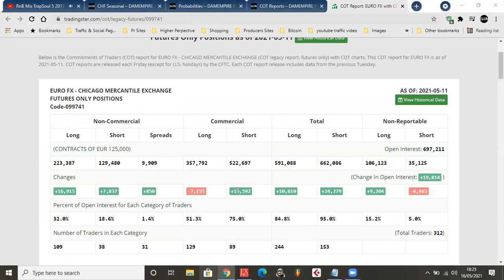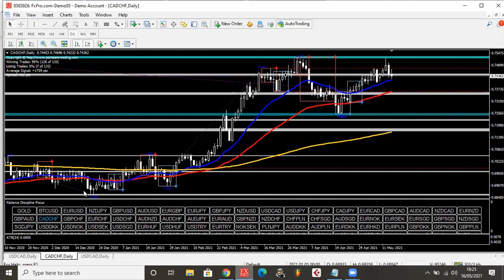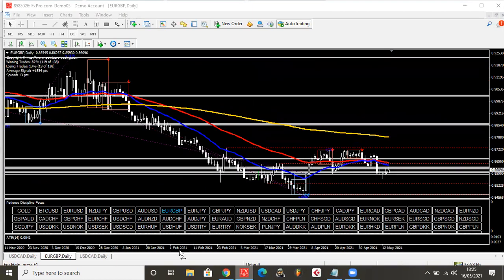So looking at the COT report, what we can see is that these guys are going more short this time around. All right, let's check Euro GBP on Friday. Let me see. Can't find Euro GBP right here. Right, found it.